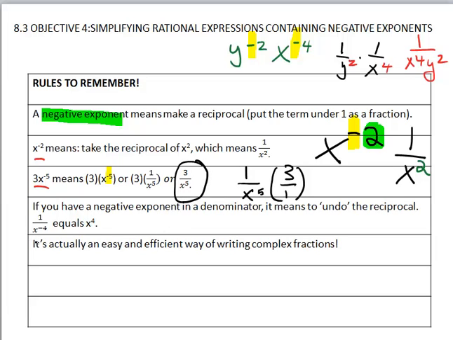You can also have a negative exponent in the denominator, which kind of tells you to undo it. So if you have 1 over x to the negative fourth, it's saying, I'm down here. Undo the reciprocal. So now it's just x, and then do the power to the fourth. Like I say, it's basically just an easy and efficient way of writing complex fractions. And it makes it a lot easier to deal with the variables between the numerator and the denominator.